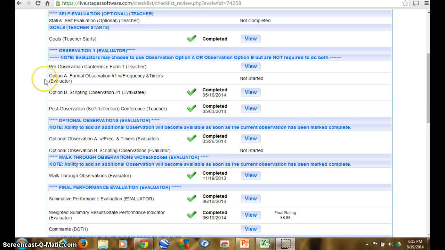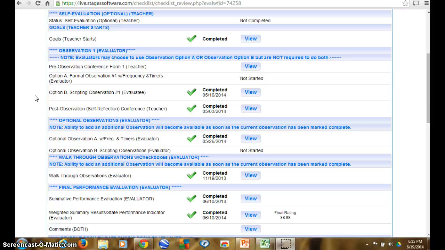Then I have a series of observation tools that I use. I can do a pre-observation conference form. I chose not to this year because what I found was when I went in last year doing the pre-observation, the teachers knew I was coming and they had the lesson very detailed out, and it was done very well. So this year I came in unannounced, and then I did ask them to do a post-observation because I use that in domain 4 of professionalism for reflecting on their teaching.